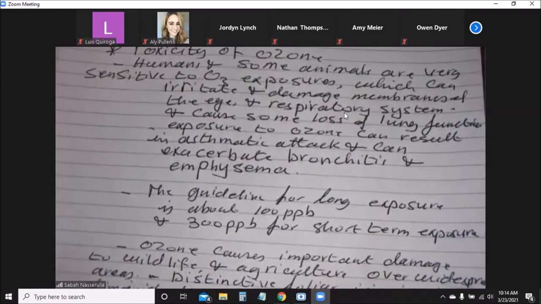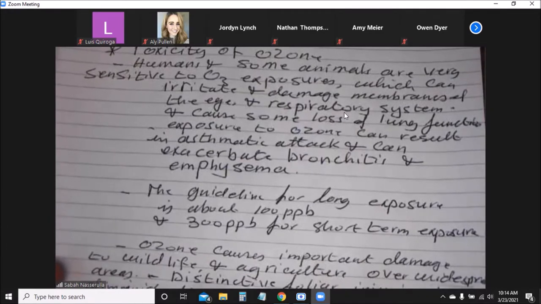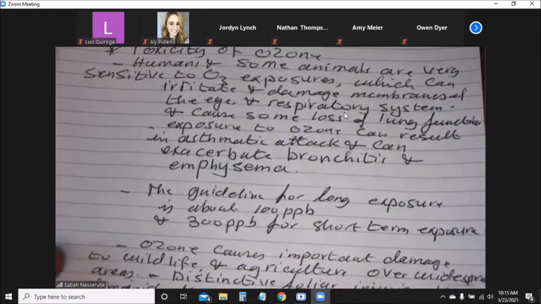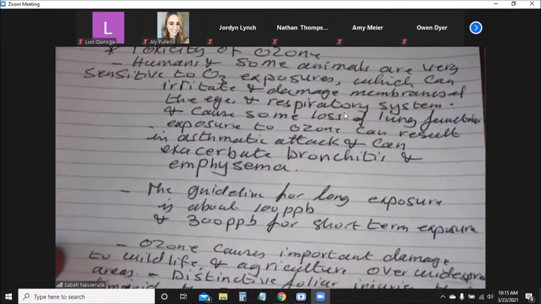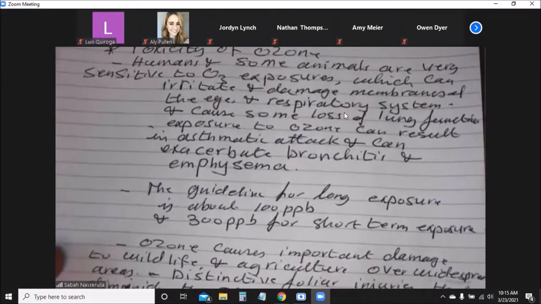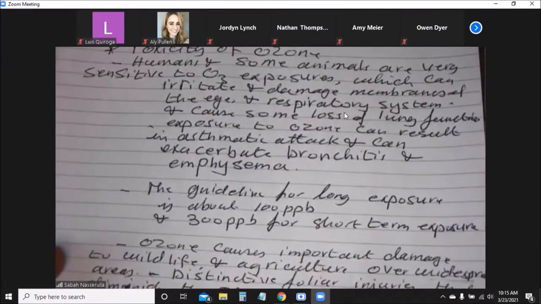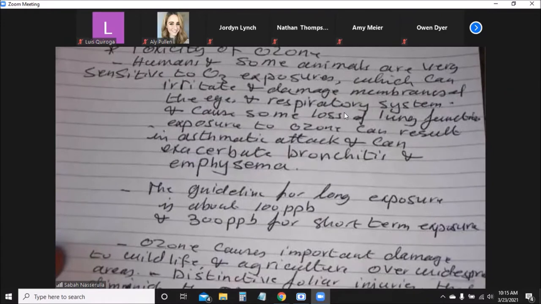Usually to mention some of the guidelines here, for example acute injury is caused to most species simply by 2 to 4 hours of exposure to an average of 200 to 300 parts per billion. This is, of course, for a short period.